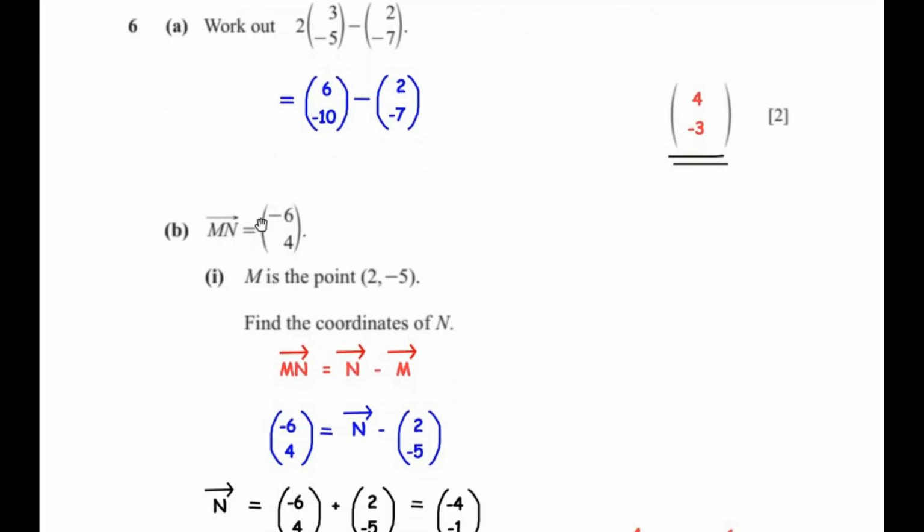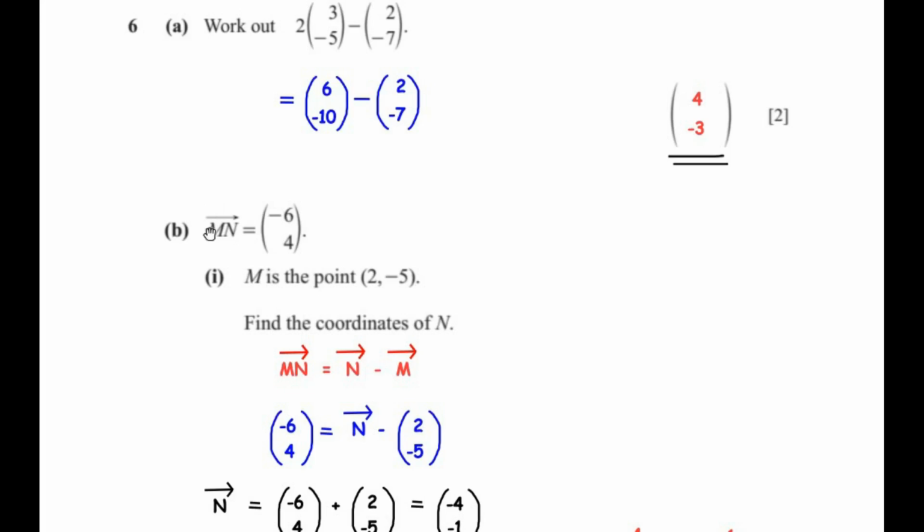Vector MN is given by the column vector minus 6, 4. M is the point 2, negative 5. Find the coordinates of N. Now here the vector MN is given. The coordinates of M are given. We have to find out the coordinates of N.